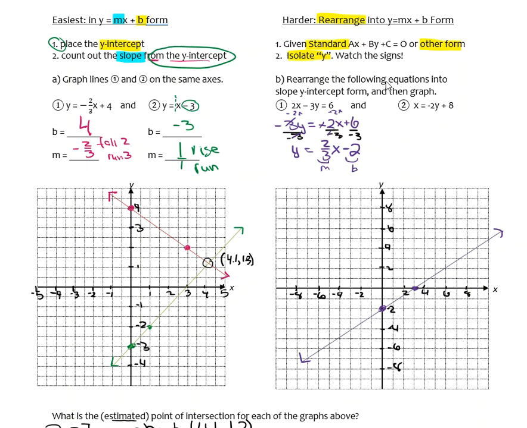Rearrange the following equations into slope y-intercept form. That's this form here. And then graph. So this one isn't, neither was this one. They're not really fully standard form, but any form that is not in y equals mx plus b, we have to isolate y. So to isolate y, I want to bring the 8 over to this side, so I'm going to subtract 8 from both sides.